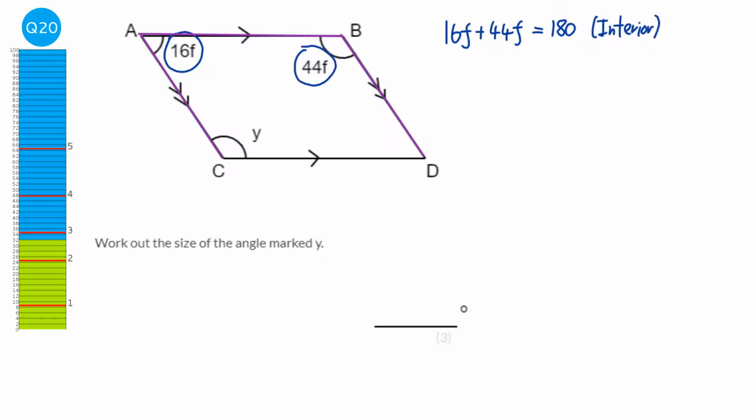All three of those will get the mark for the working out. So we're going to just put our tramlines in and solve this to find out what f is. So 16f plus 44f is going to be 60f, and 180, so we're going to divide by 60 both sides, and we get f equal to 3.